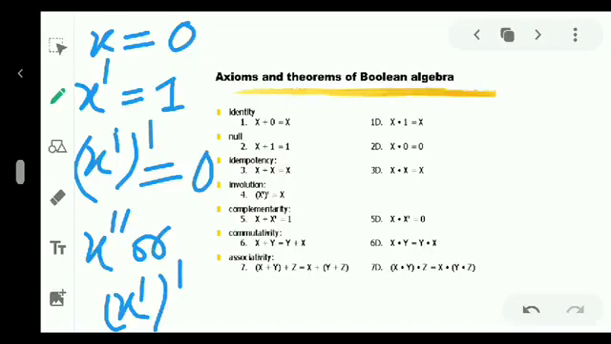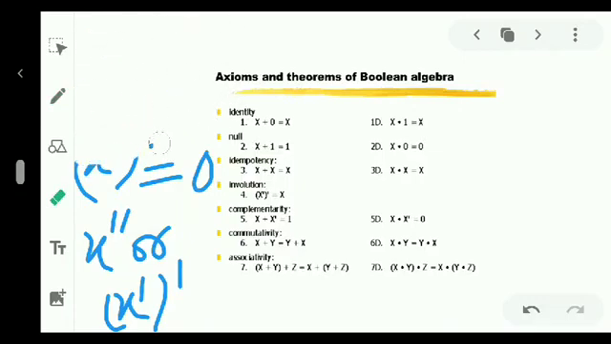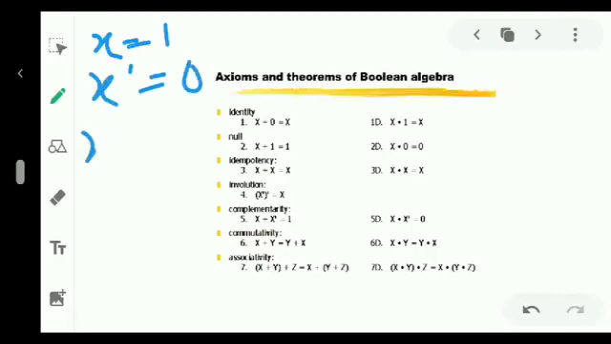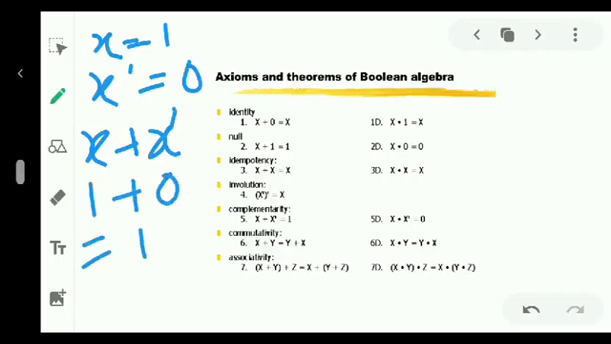Now we will go for the complementarity rule. Okay, complementarity rule says x plus x bar is equal to 1. Okay, so how can we prove that one? Let me take first x value equals to 1. So x bar value will be 0. So x plus x bar, 1 plus 0. What is the result? 1.